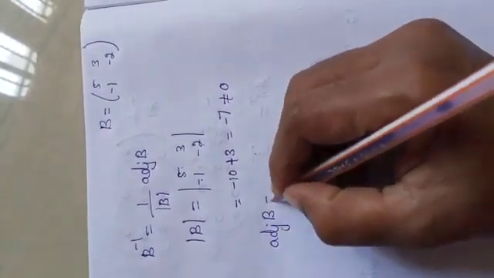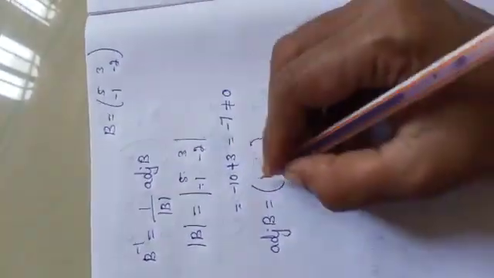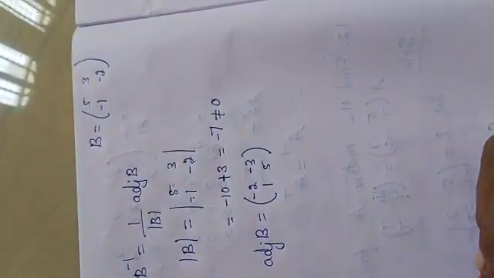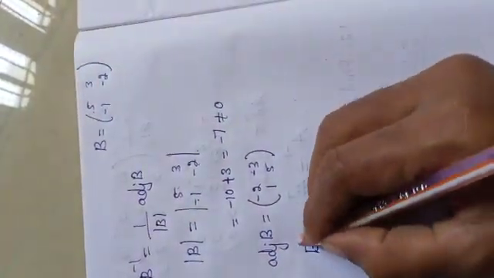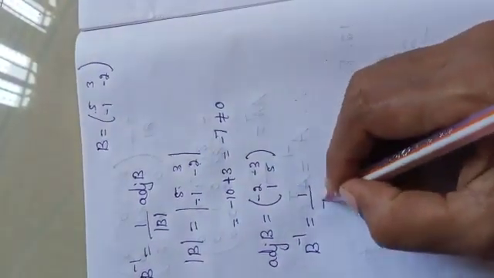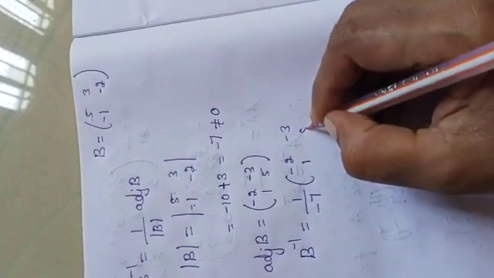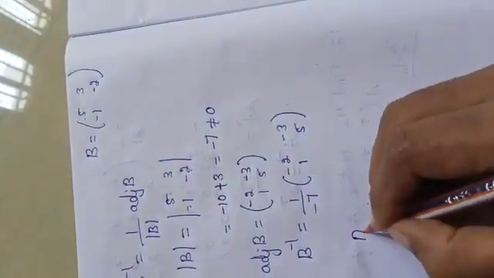Adj B, how will we find adj B? For a 2 by 2 matrix, it's very simple. Change the main diagonal: minus 2, 5. The same values, the symbol alone changes for the other diagonal: minus 3, 1. Now shall we substitute in the formula? So B inverse equals 1 by minus 7 into minus 2, minus 3, 1, 5. So we have got it.